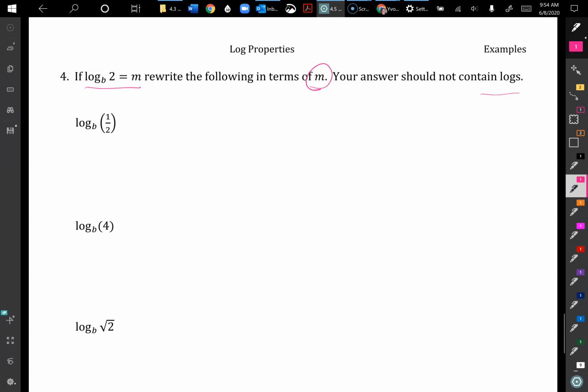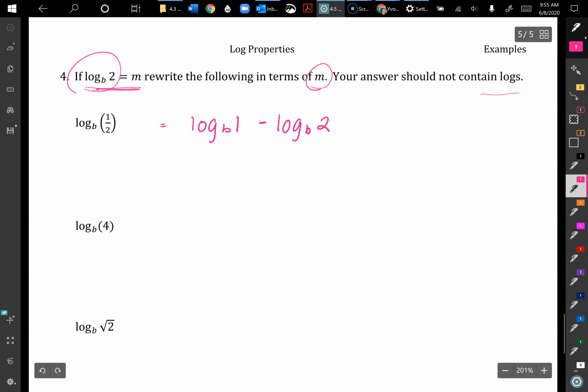And it's a really good principle that leads you into calculus. So here's the first one, log base b of a half. So I want to get it in terms of m, so I need to get something looking like log base b of 2. So how can I manipulate those things and use my properties? So this could be split apart. I could write it as log base b of 1 minus log base b of 2. Now I know any log of any base of 1 is going to be 0. So this becomes 0. And now this would be just minus log base b of 2, which is what I'm looking for here. That's m. So it would be negative m would be my answer.